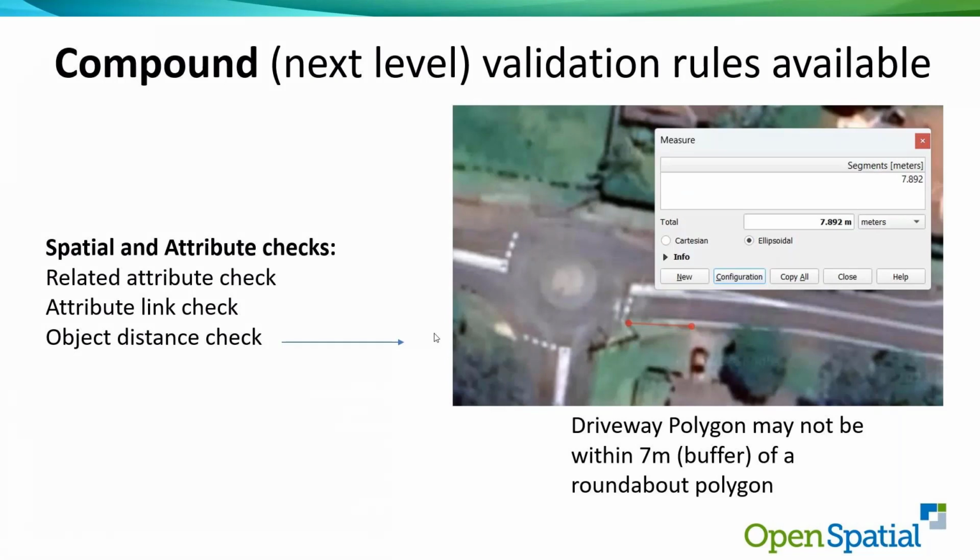Another example is one of the rules for the Victorian roadside: a driveway polygon may not be within 7 meters of a roundabout polygon. You can define that rule. So it's not only that something must be within a certain area; it can also be within a different distance that we can validate for you.